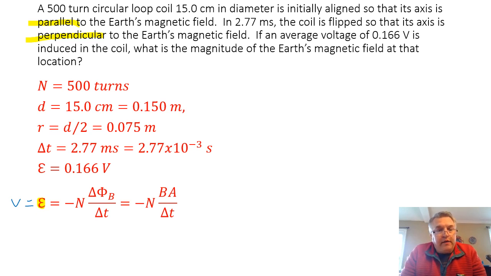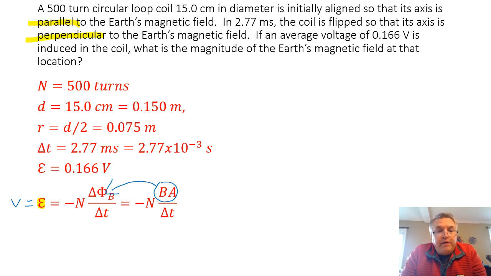And I know that the induced EMF is equal to the negative of the number of turns times the change in the magnetic flux divided by the change in time. And because I know magnetic flux is equal to the magnitude of the magnetic field times the area of the coil, I can replace that in the equation for the magnetic flux.